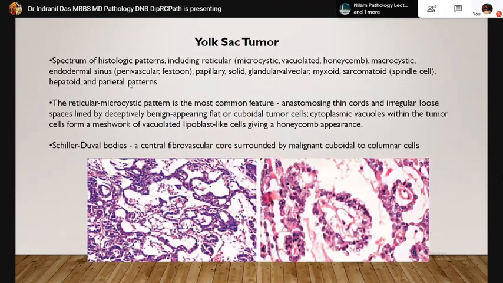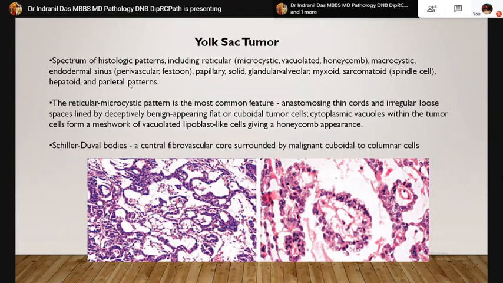This tumor may show a spectrum of histopathological patterns of growth, including reticular, that is microcystic, vacuolated, or honeycomb, macrocystic, endodermal sinus type, papillary, solid, glandular alveolar, myxoid, sarcomatoid, hepatoid, or parietal pattern of growth. The reticular microcystic pattern is the most common feature.